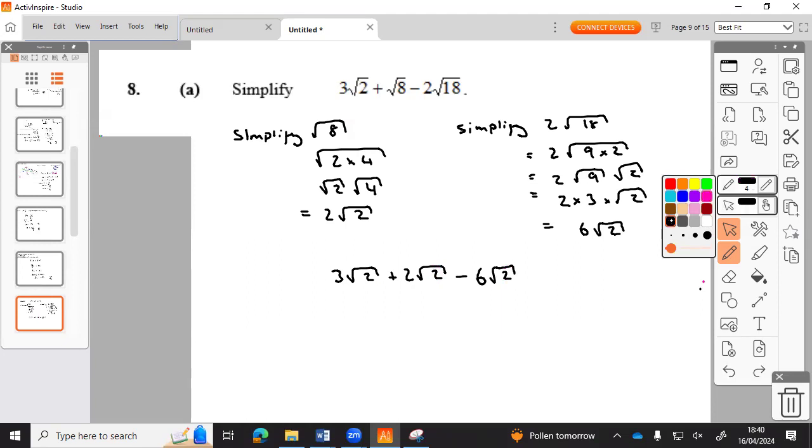Three plus 2 is 5, minus 6 is minus 1 root 2, okay, or minus root 2. Don't need to write the 1, if you write the 1, that's fine. Minus root 2. The 1's superb.